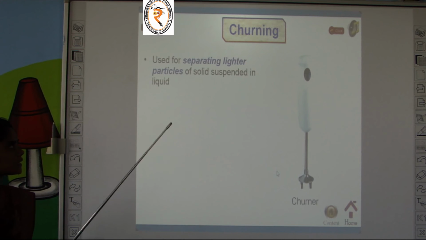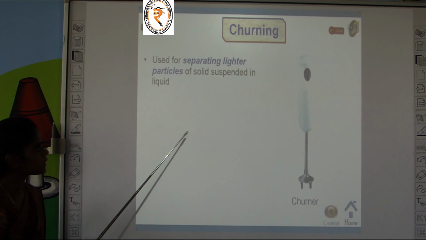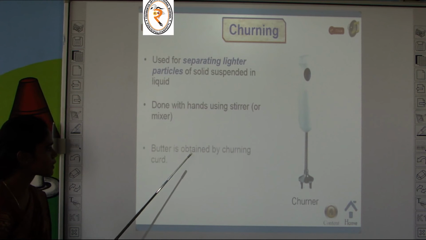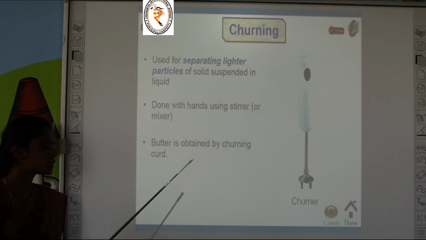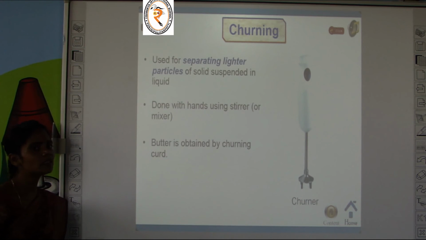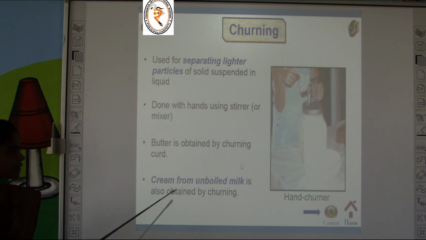It is churning. See, it is used for separating lighter particles of solid suspended in liquid. It is done with hands using a stirrer or mixer. Butter is obtained by churning curd. For example, we can get the butter from curd. Which method can we use? We can use the churning method. We can separate lighter particles like butter from curd. So this method is known as churning. See, cream from unboiled milk is also obtained by churning. So we can use this method to separate cream from unboiled milk.